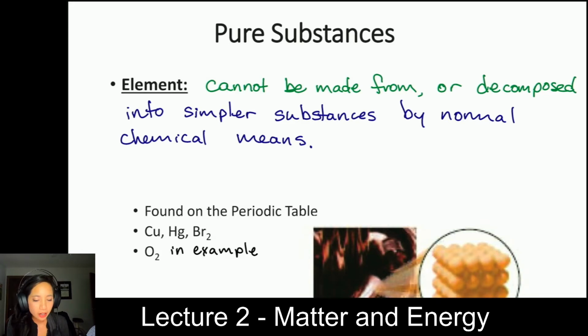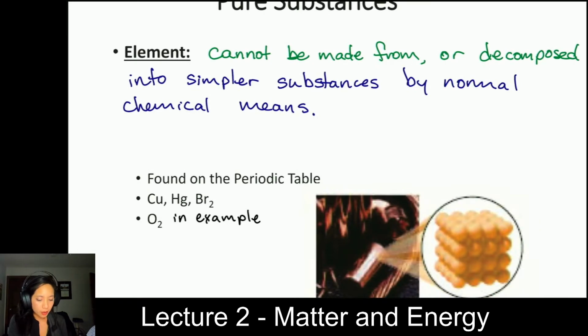If we look back at our definition, elements cannot be made from or decomposed into simpler substances. So if we took one copper atom and tried to split it even more, what we would have to do is actually start to remove or cut protons, electrons, and neutrons. And once you start removing protons, you actually change the element. So once we have one copper atom, you can't split it up anymore. So that is our definition of an element, a pure substance, because you can't split it up anymore. And so, I have some examples: copper, mercury, and bromine.